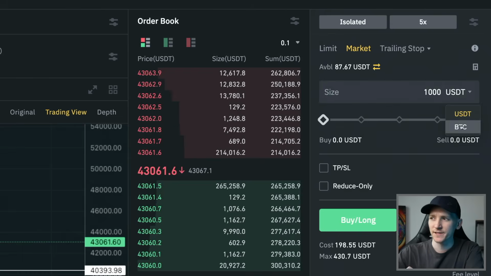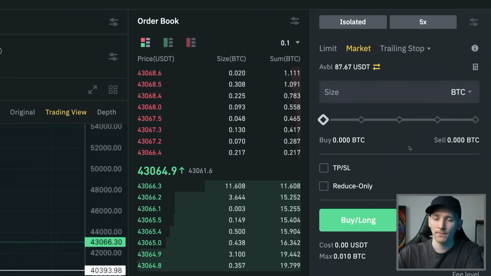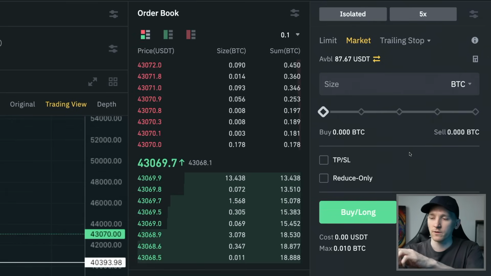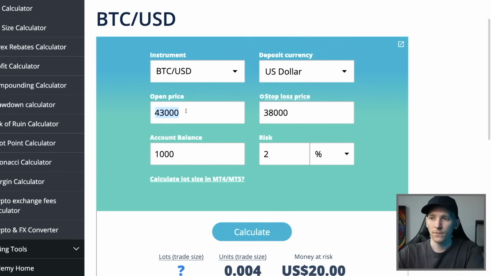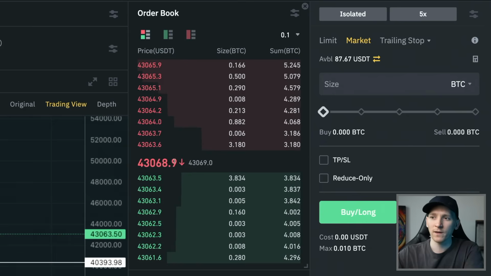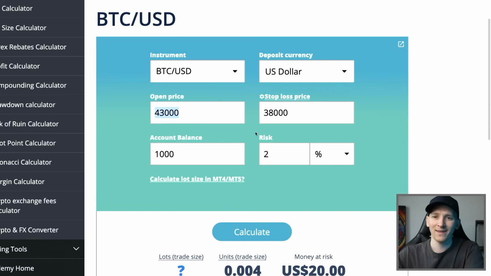What I'm going to do is change the unit to BTC, because then we can work out how much we can trade via a trade calculator, because we know our stop loss level. So I'll go to a trade calculator. I'll leave this link below as well. 43,000 is our open price because the market right now is 43,000. We know 38,000 is our stop loss.